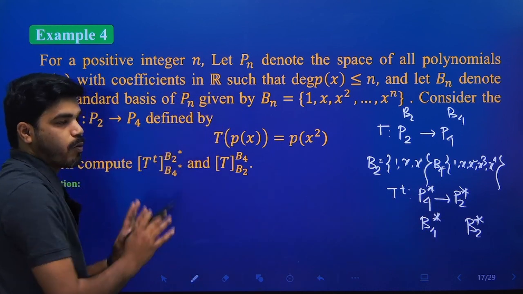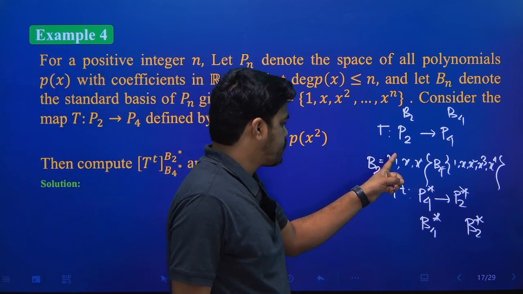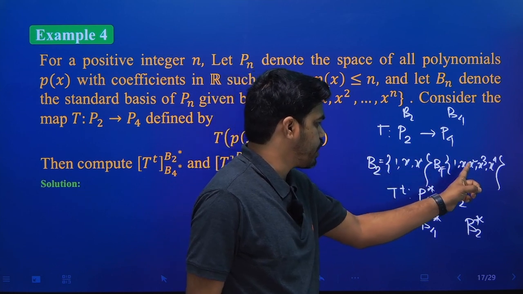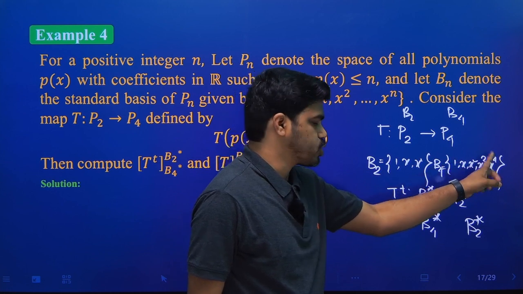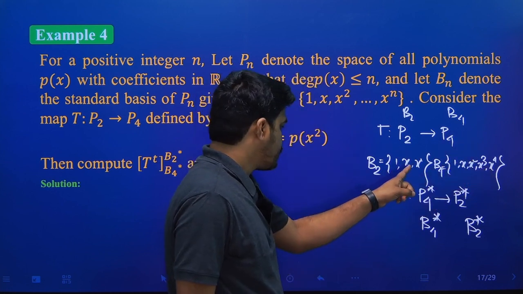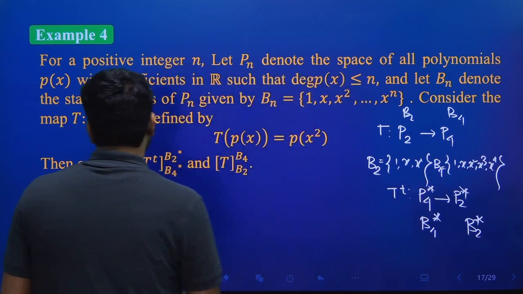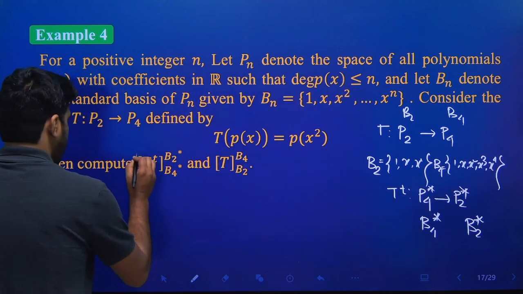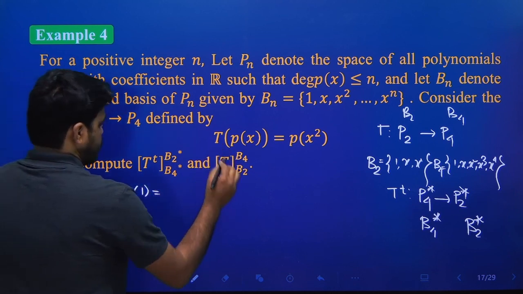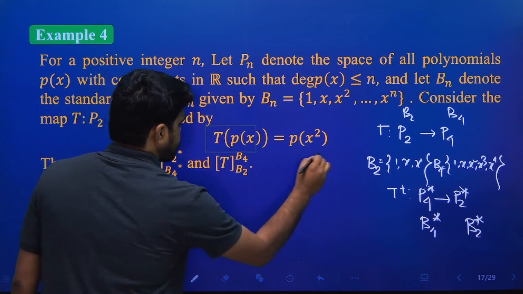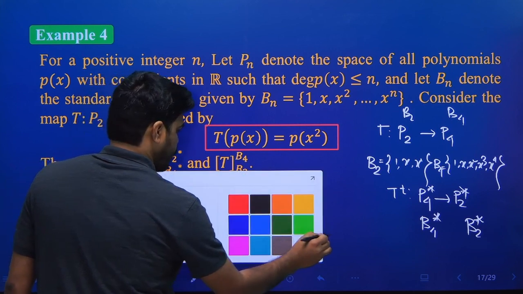Okay, so same problem, same concept. So first of all, we have to calculate T(1). T(1) is a linear combination of 1, x, x square, x cube, x to the power 4. Similarly, T(x) and T(x square) we will express as linear combinations of 1, x, x square, x cube, x to the power 4, right? So T(1), what is defined here? T(p(x)) is equal to p(x square).